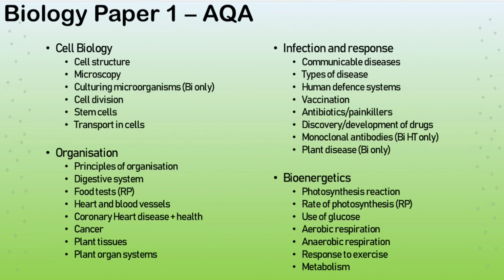We're going to be looking at our first biology topic here today, which is cell biology. This is the whole collection of Biology Paper 1. Anything that you come across in this video that is marked HT is higher tier only, and anything that says BI only is only in the biology for triple or separate sciences, and is not in combined science. Everything else is in combined science.